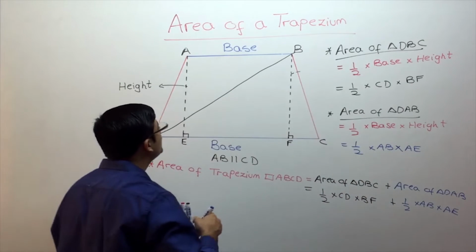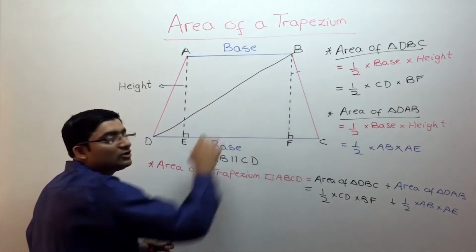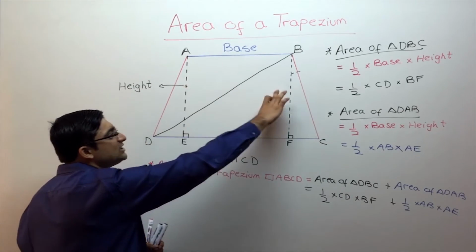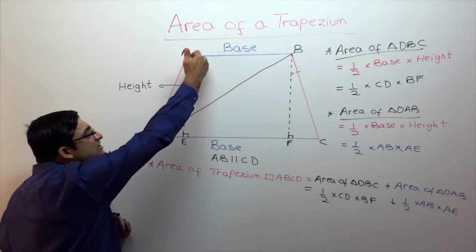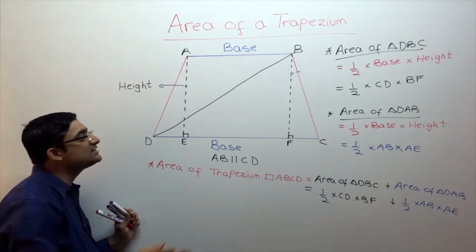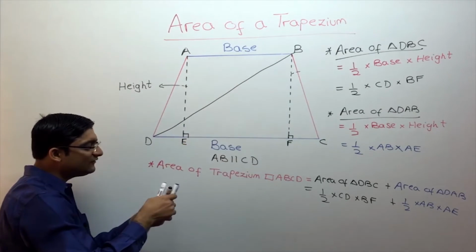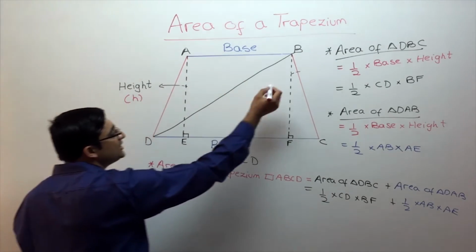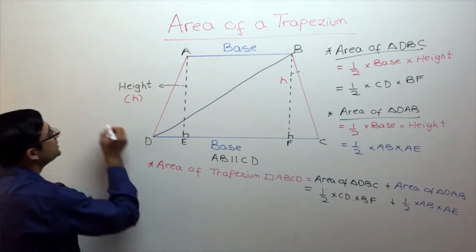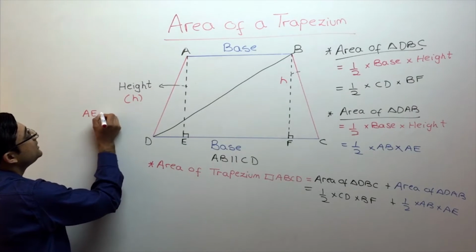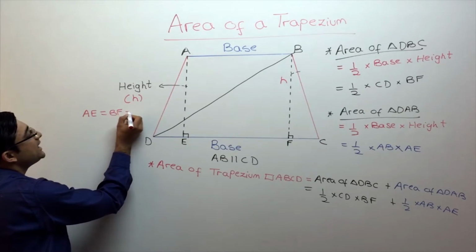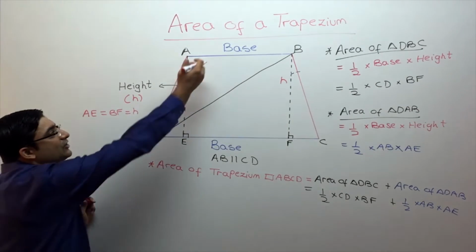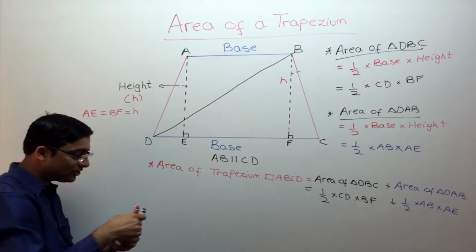Right? Now we know that AE is equal to BF. I repeat, AE is equal to BF. Why? Because distance between two parallel lines is always the same. So let's say the height is H. So AE is also H and BF is also H. I repeat, AE is equal to BF, that is equal to H. Why? Because distance between two parallel lines is always the same.